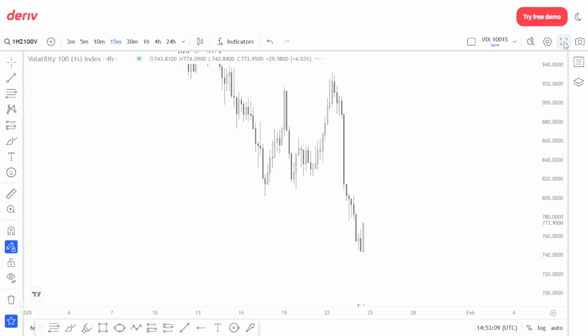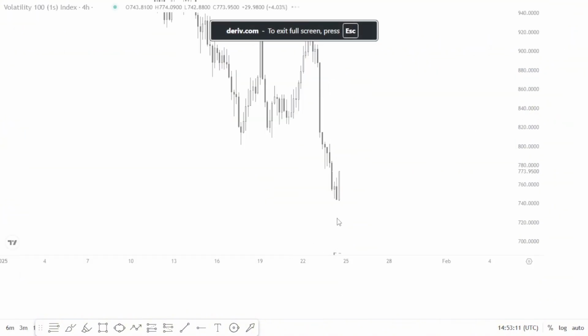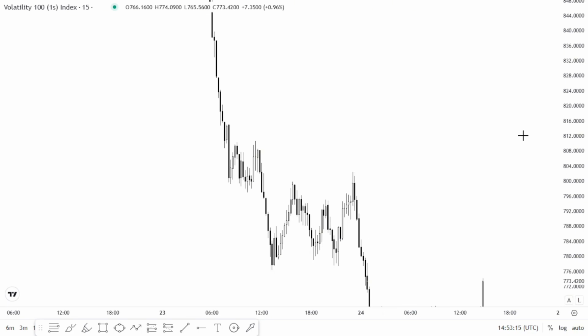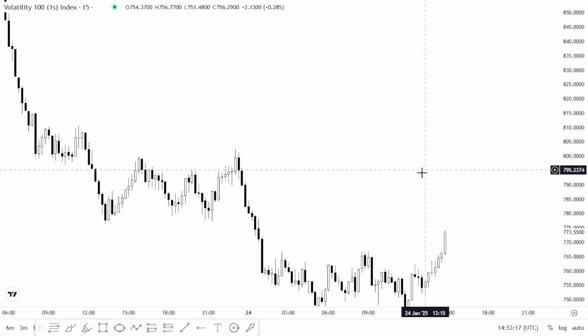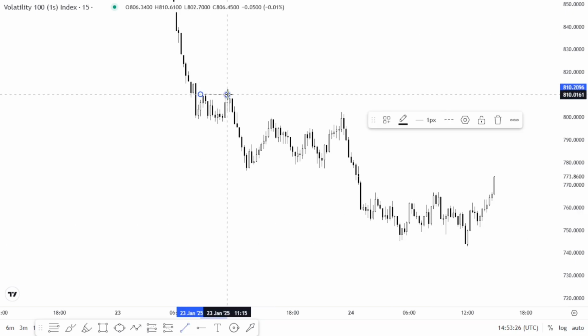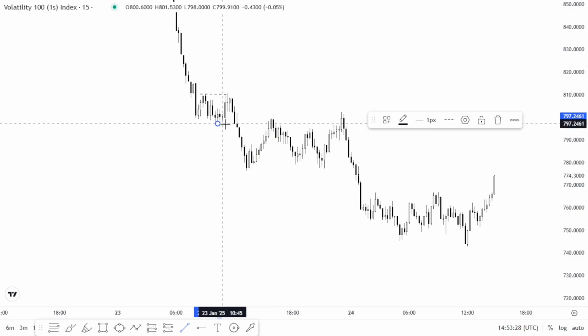I just want to show you guys something from yesterday, an example from yesterday's setup. The thing here is pretty simple. We have a sweep of liquidity, which is right here. Then we have a break of structure to the downside.